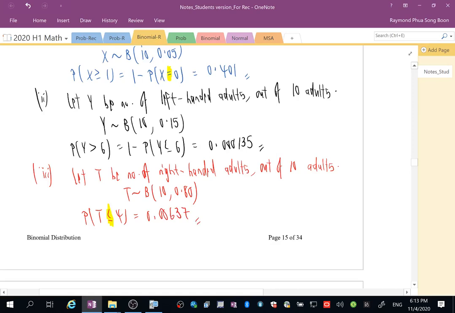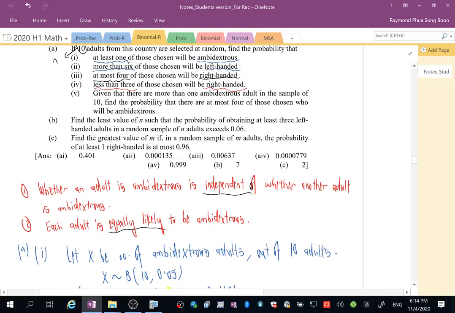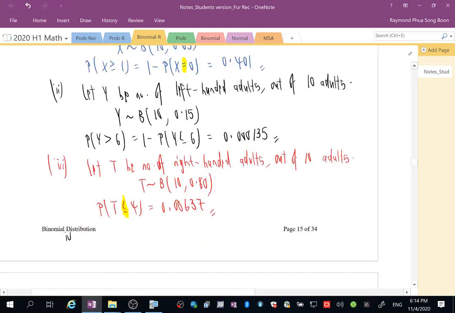Okay, part 4. In part 4, we are concerned with right-handed adults and then less than 3. So the random variable and the value of P in part 4 is the same as part 3, which is the number of right-handed adults. The value of P remains the same as 0.8. So we do not need to define a new random variable in part 4. We can just use the same random variable as in part 3.